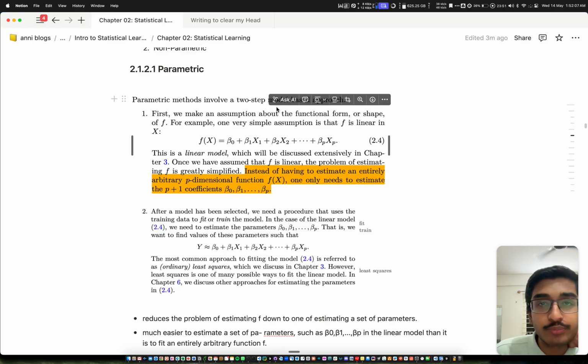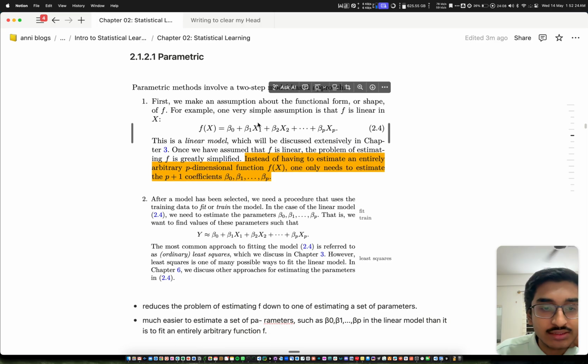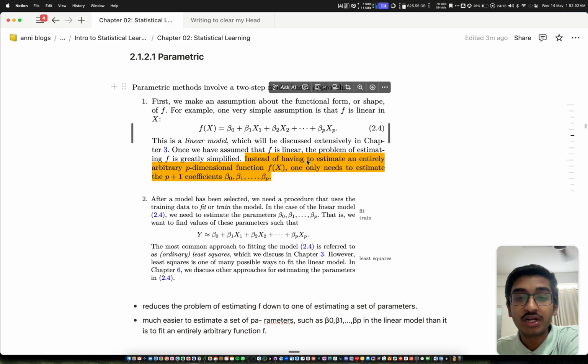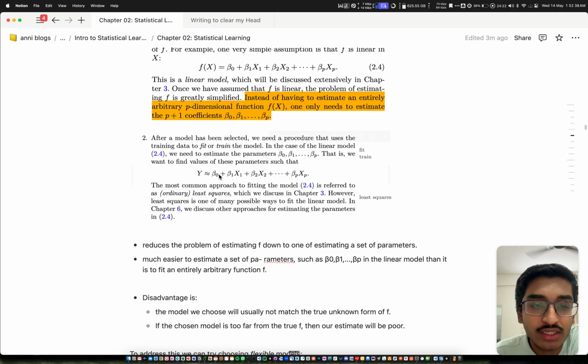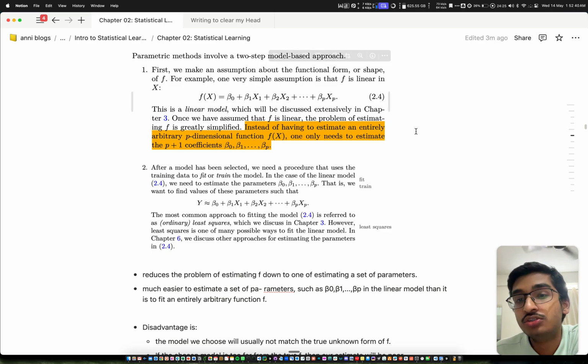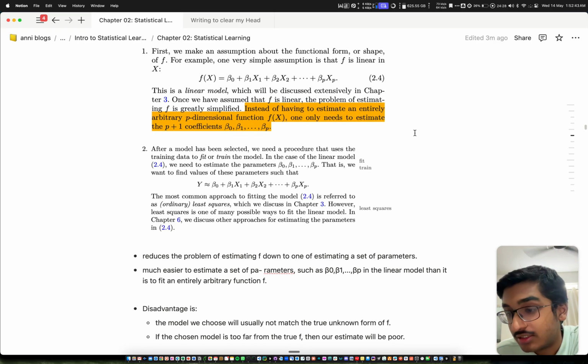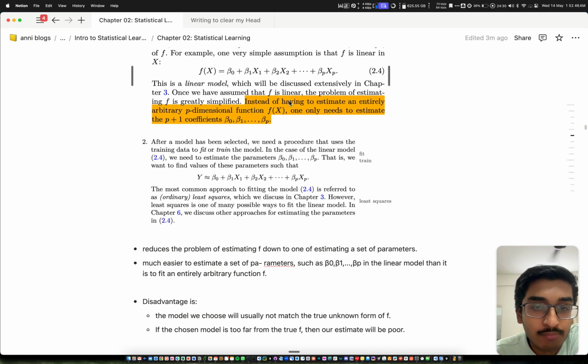So this reduces your problem hugely, massively, because you're going from a problem where you had no idea about the relationship between your data and the output data to a problem where you just have to estimate p or p plus 1 parameters, right? So this was written here: instead of having to estimate an entirely arbitrary p-dimensional function, one only needs to estimate the p plus 1 coefficients, beta naught to beta p. So let's say you assume a function, and you selected that model, in this case the linear model.